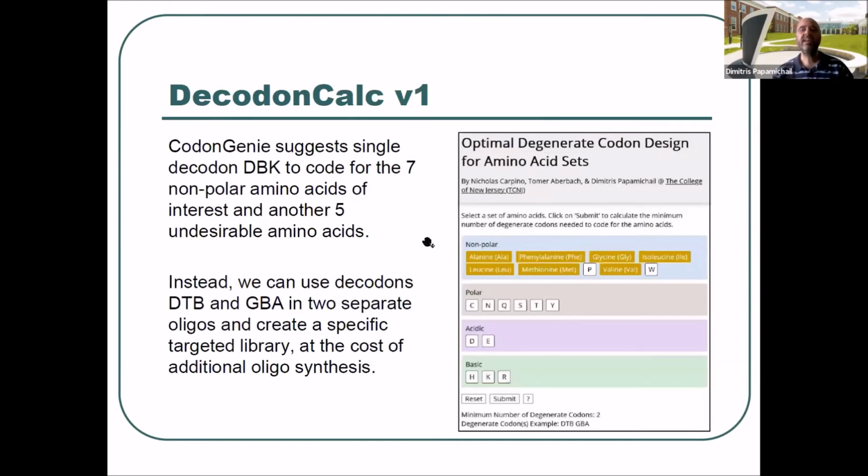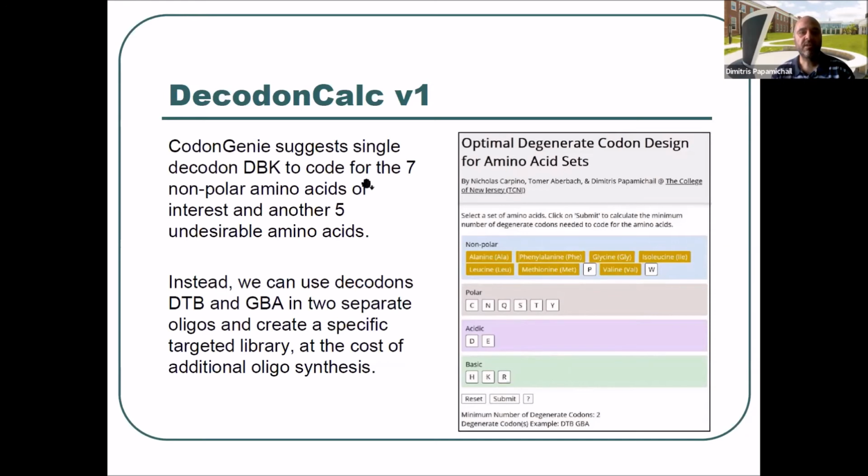And we created, as a concept last year, a tool that now, given a set of amino acids, will find not a single but multiple degenerate codons that code for these amino acids, but exactly for these amino acids, with no undesired amino acids included. Not only that, but this tool will find the minimum number of degenerate codons that can perform that task.